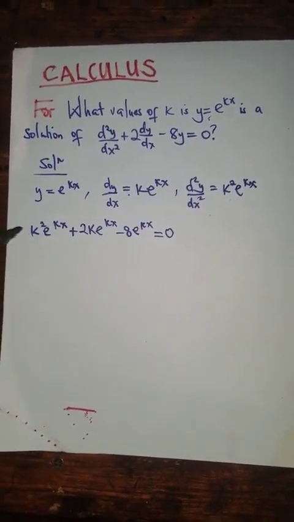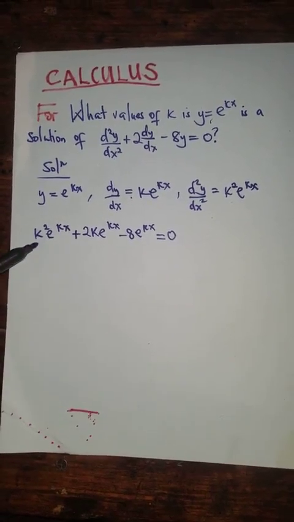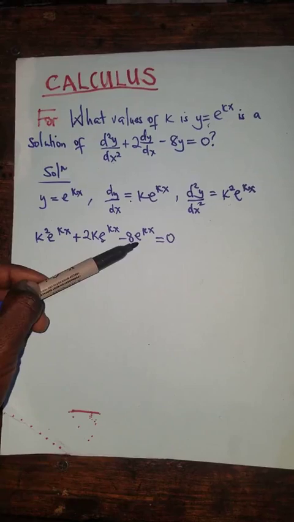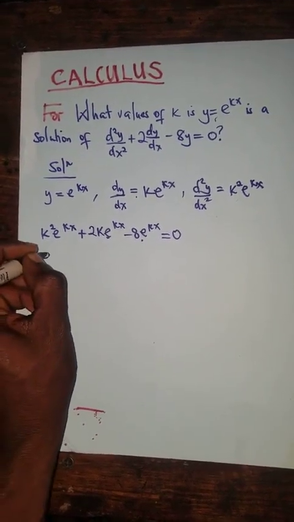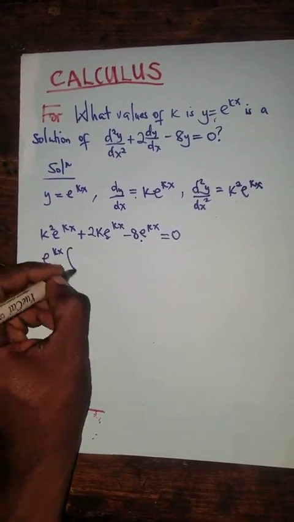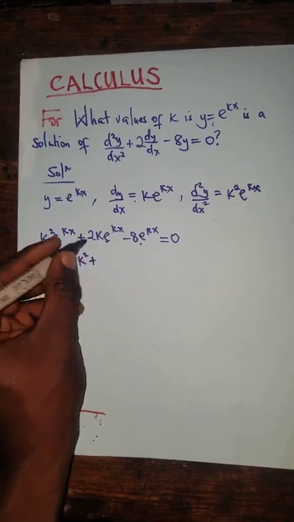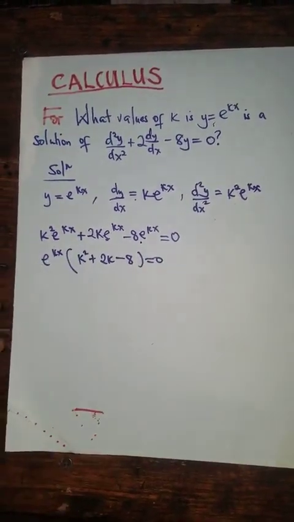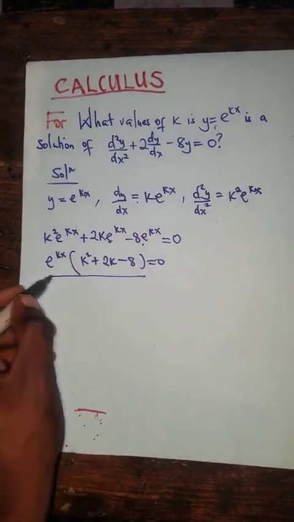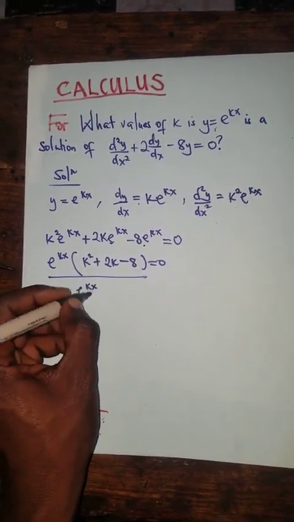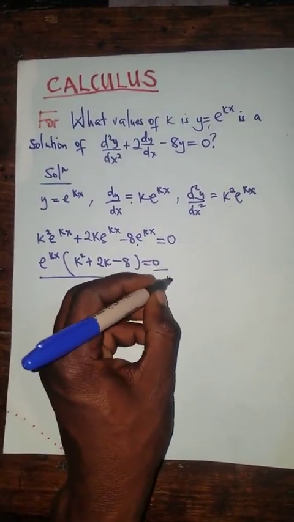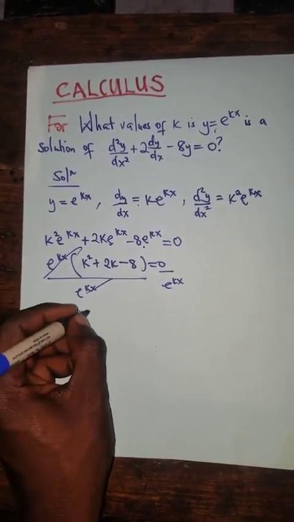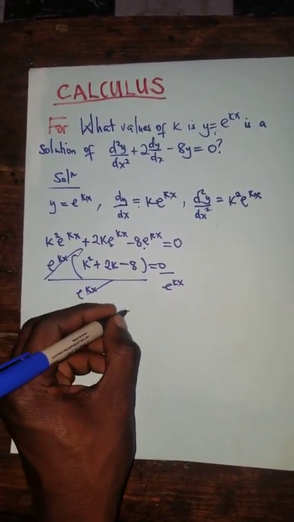If you look at this equation, we have e to the power kx in every term, so it can be factorized. Upon factorizing, we remain with k squared plus 2k minus 8 equals 0. Then we divide both sides by e to the power kx, and we remain with k squared plus 2k minus 8 equals 0.